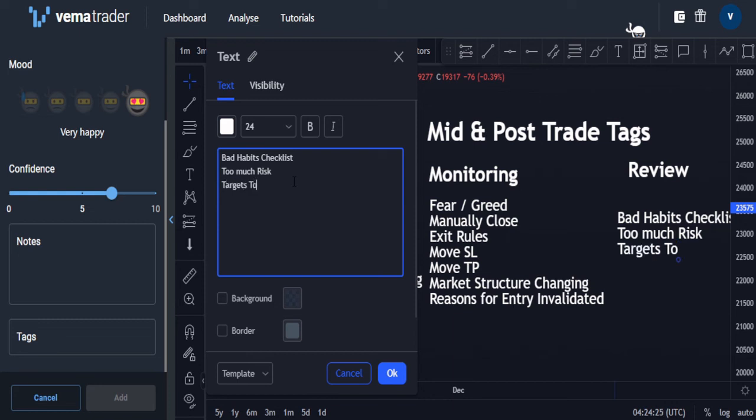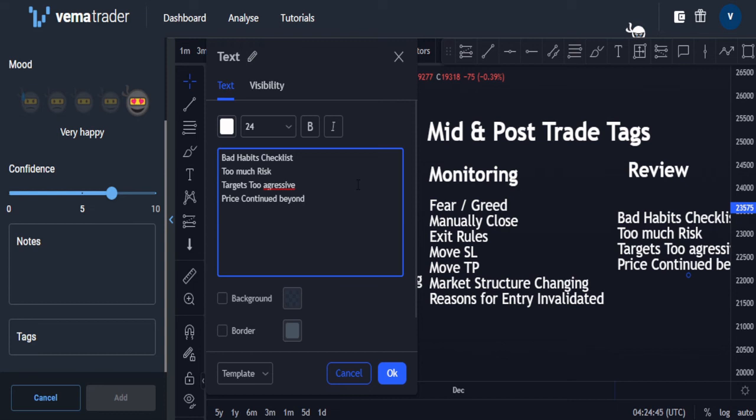Things like targets too aggressive. Did you shoot for a 30 to 1 and price got to a 5 to 1, and you could have made great money on that trade, but essentially you got greedy. You just thought, it's going to keep going. Things like that. On the reverse side, price continued beyond TP.